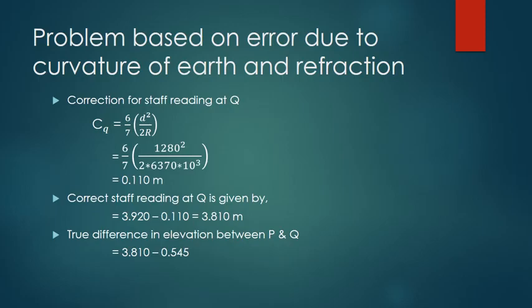3.810 minus 0.545, which will give us a value of 3.265 meters. This is the value of our true difference in elevation. This is the end of this problem on finding the true difference in elevation due to curvature of the earth and refraction. Now let us move on to another topic.